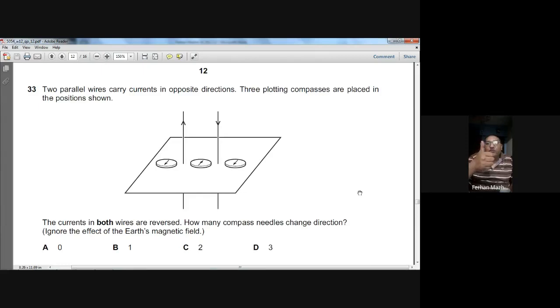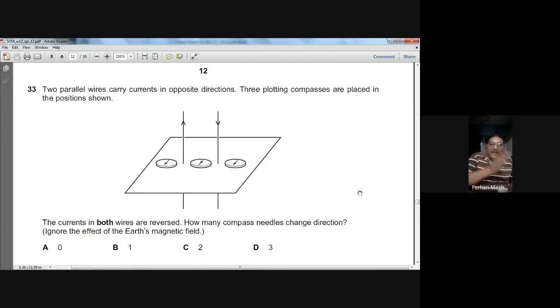So apply that right hand rule. My thumb is in the direction of the current. For the right wire, we are doing this. So the curves of my fingers are telling me that the direction of the magnetic field should be anti-clockwise. So the compass needles will change.